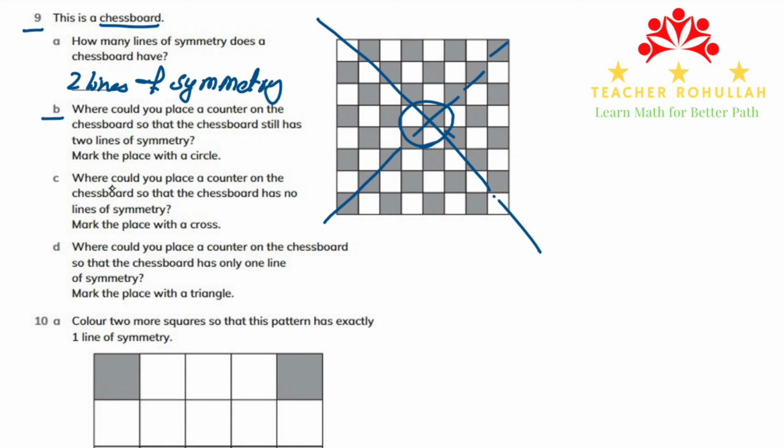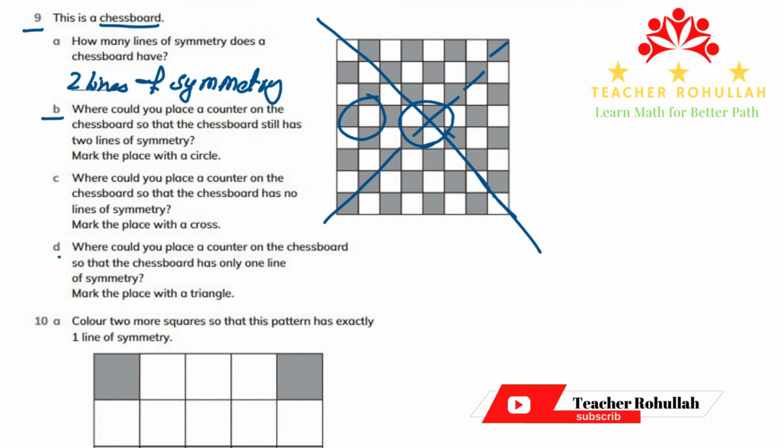In part C, it says, where could you place a counter on the chessboard so that the chessboard has no line of symmetry? I can place it here, here, here, or here. Let me place the counter over here. Now this one has got no line of symmetry. Why? Because if we want to make a mirror image, we don't have any counter here, or over here. So now this shape does not have any line of symmetry.